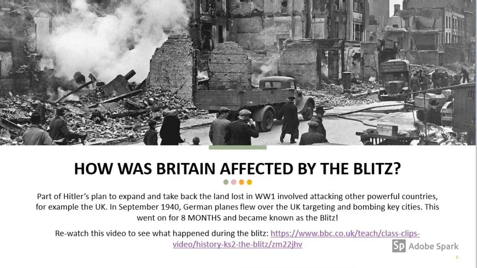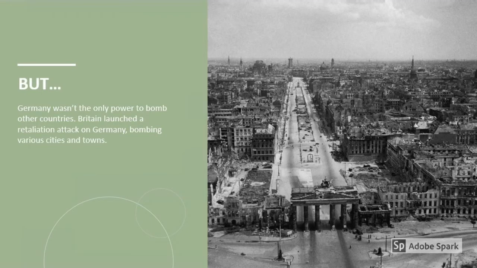You're going to need to pause this video here and watch the second clip on Teams. You'll have already seen this clip, but it's important you re-watch it again to see what happened during the Blitz and what cities were targeted. Now, it can be really easy in history to have a bit of a us versus them mentality. We can think that as British people, we were the good guys, and the Germans, the Nazis, they were the bad guys. But Germany wasn't the only power to bomb other countries. Once we had been attacked, Britain also launched a retaliation attack on Germany, bombing various cities and towns.